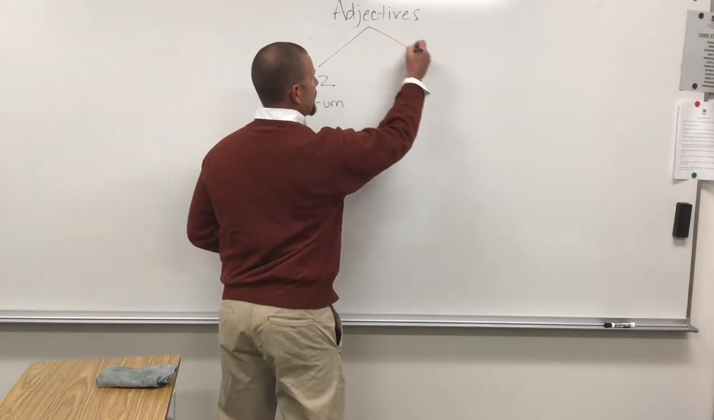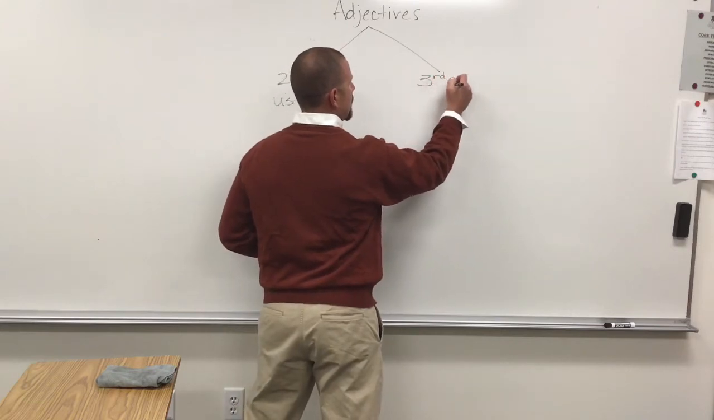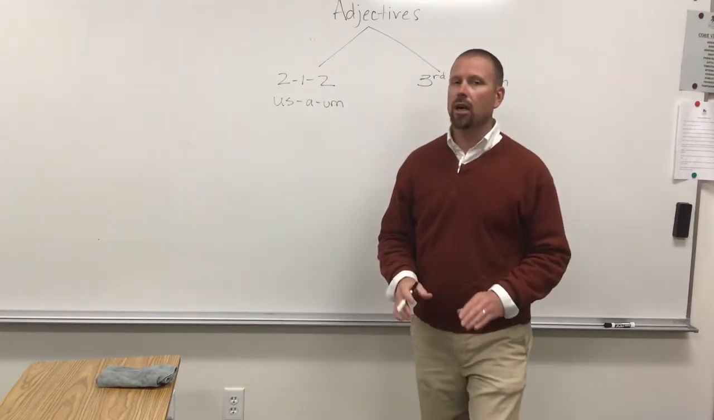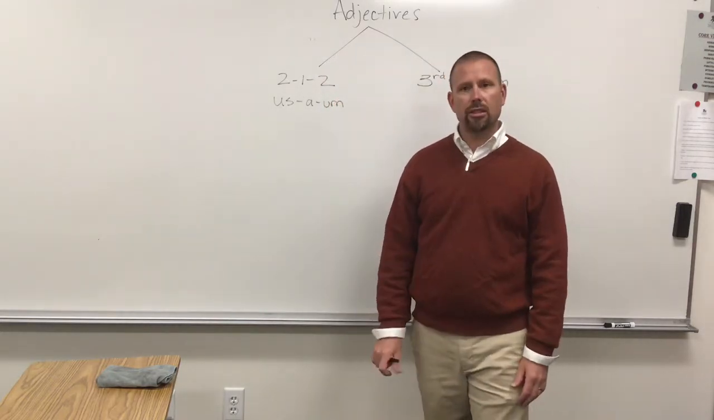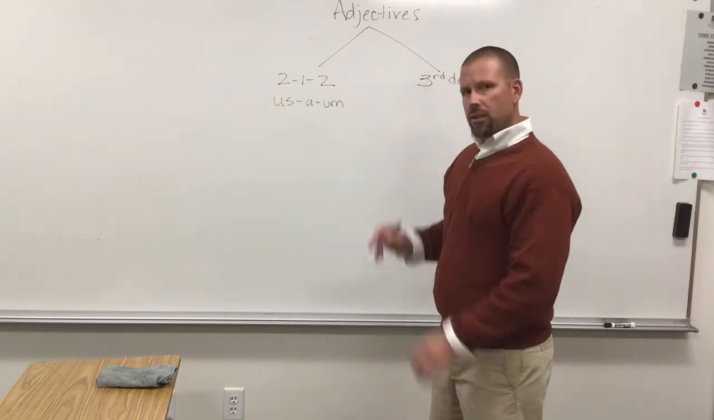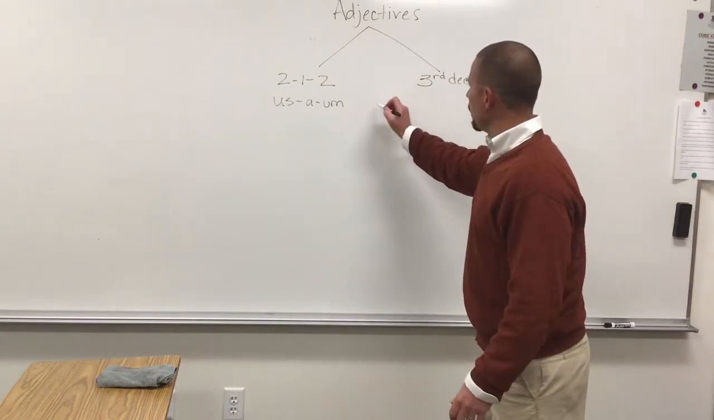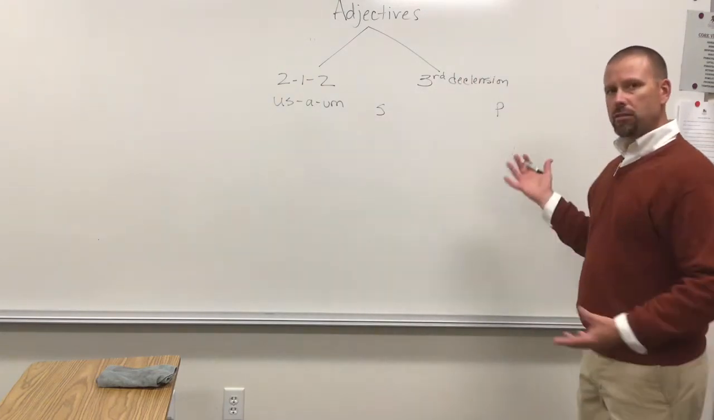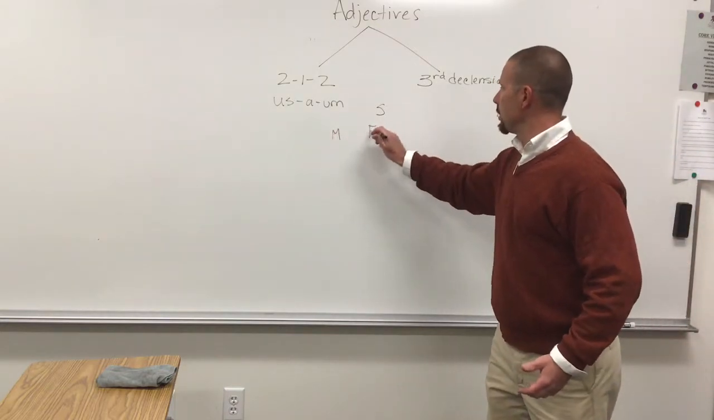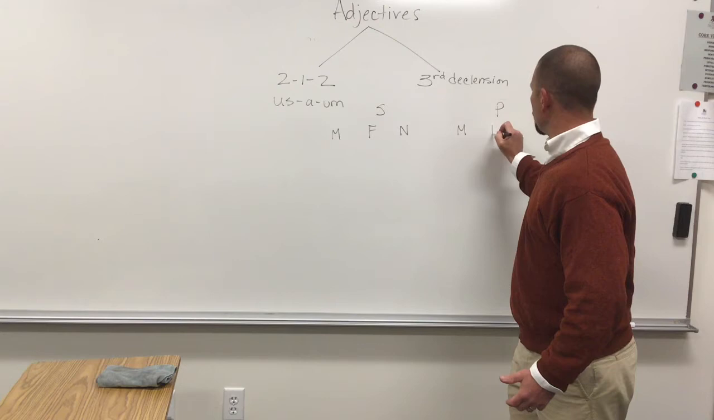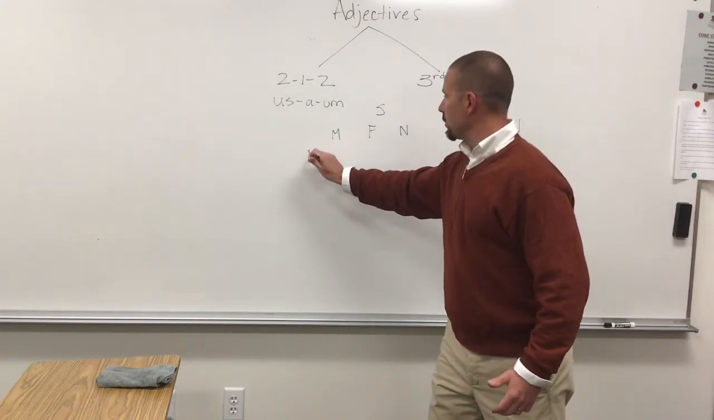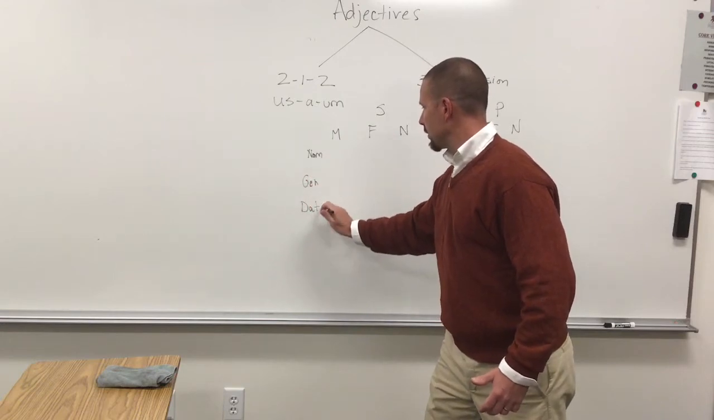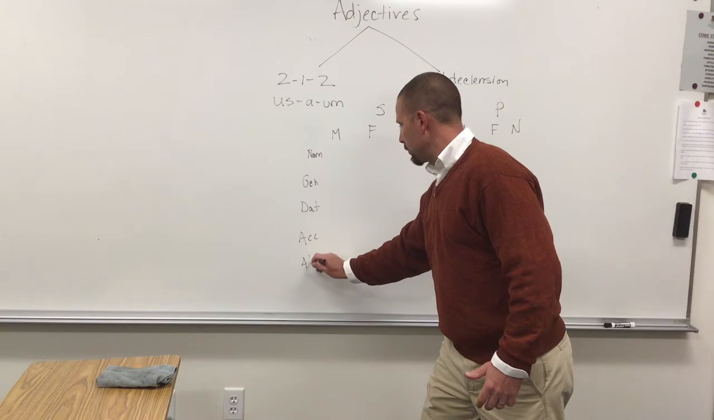The other family of adjectives are third declension. And the endings of third declension adjectives are very similar to the third declension noun endings. Let's write out the third declension chart. We'll start out by putting a singular side and a plural side. And for singular and plural, we need masculine, feminine, and neuter in both of them. And then down the side, we'll do the cases: nominative, genitive, dative, accusative, ablative.